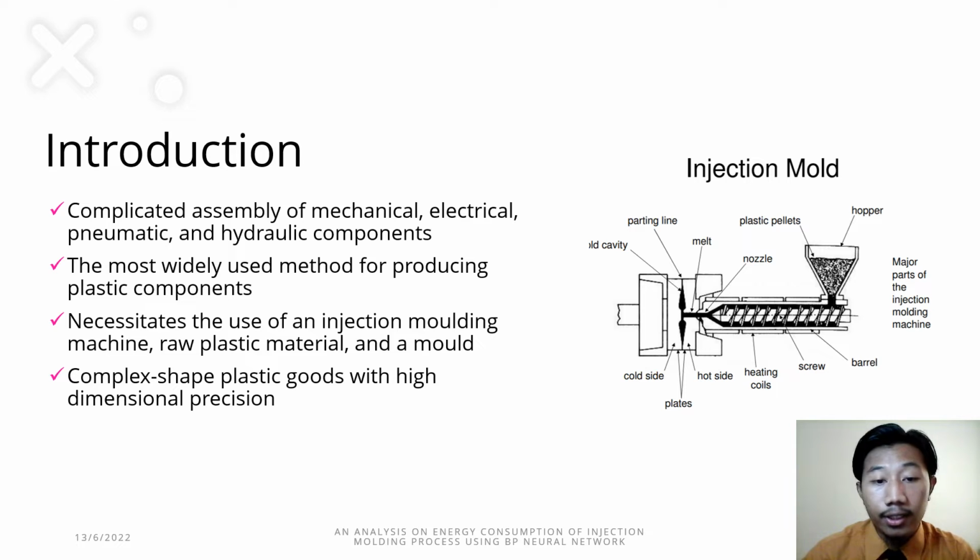So, this process necessitates the use of an injection molding machine, raw plastic material, and a mold. In the injection molding machine, the plastic is melted and then injected into the mold where it cools and freezes. This is a highly regarded method in the manufacturing business because it can make complex shaped plastic goods with high dimensional precision and quick cycle times. In the automobile industry, casings and housings of items such as computer monitors, mobile phones and other devices with a thin shell characteristic are typical examples for this introduction.